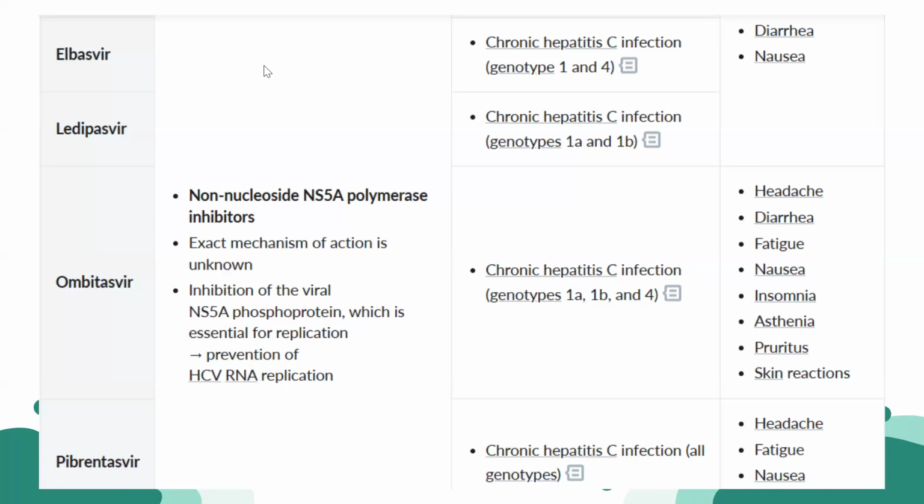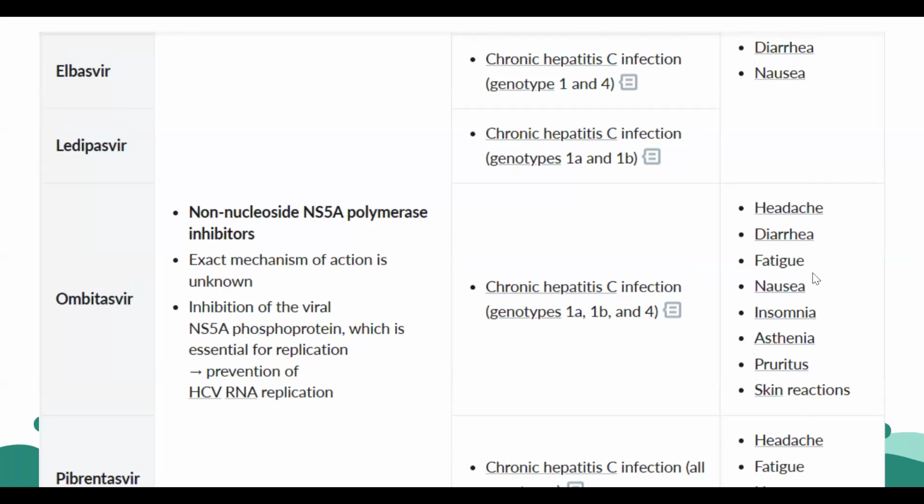Used once again for chronic hepatitis C. I'm pretty sure you don't need to know about the genotypes. It wasn't mentioned in your slides. As long as you know that it's chronic hepatitis C infection, that's enough. We know that elbasvir causes diarrhea, nausea, all of these other things, which we don't need to know because this is the one that we're skipping, and then headache, fatigue. So they're kind of similar. I think the most important ones for you guys to know would be the ones that are specific, not these non-specific ones.